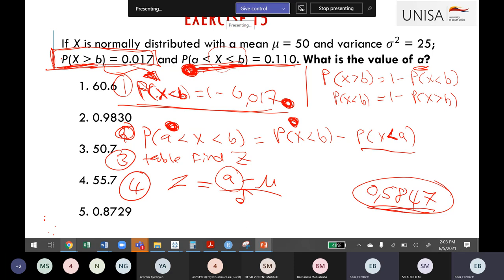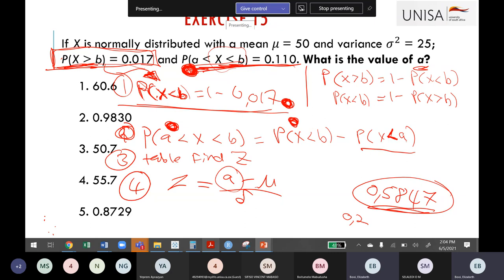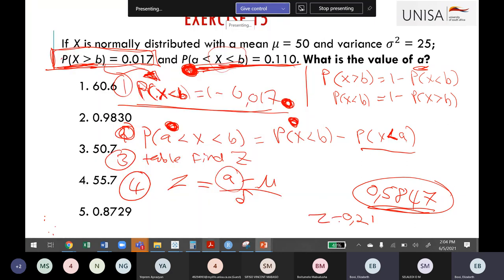You're going to take this value because it's a less than already. So you're going to go to the table. You're just going to come to the table and look for 0.5. I might not find 58 because I just make it up. 5847, 58, almost, let's say, is that one. 5832. Let's assume that we pick that one as our probability. Then you're going to say that is 0.2 and 1. So that is your Z value.